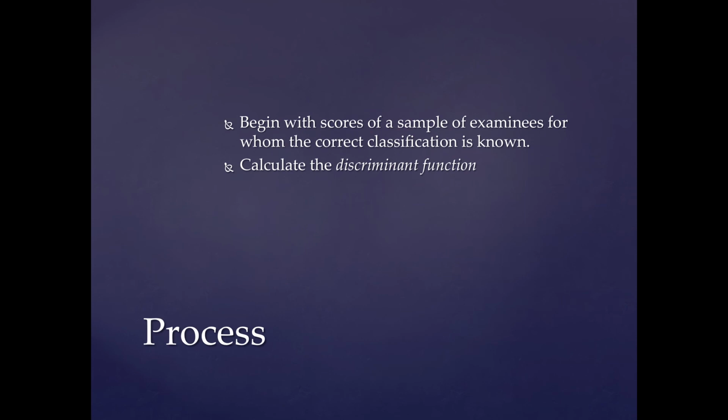So, guys, the process of this discriminant analysis is again with scores on a sample of examinees for whom the correct classification is known. So previously with the placement decision, we would know based on something else whether the student was developmental or not. And based on their reading, we would know whether they were a poor reader, an excellent reader, whatever the classifications were. The second thing we do is we calculate what's called the discriminant function.